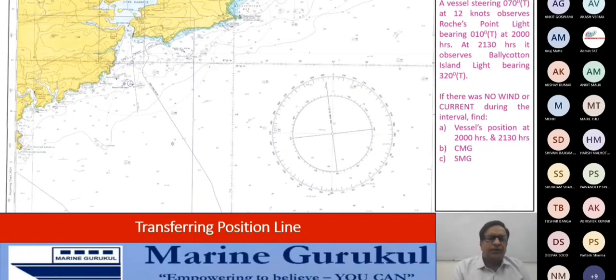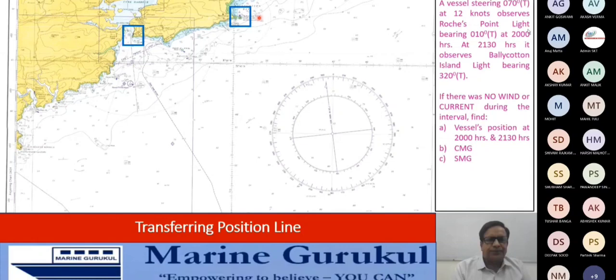So we start with the identification of the landmarks. So here we have identified this is Roche's Point and this one is Ballycotton Island. You can see where these boxes have come up. Beta, is the question clear? Any doubt in the question? No, sir.